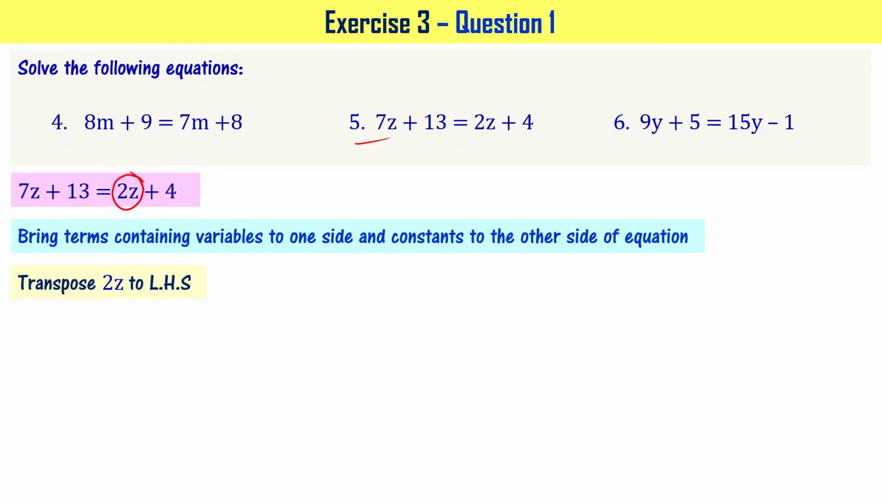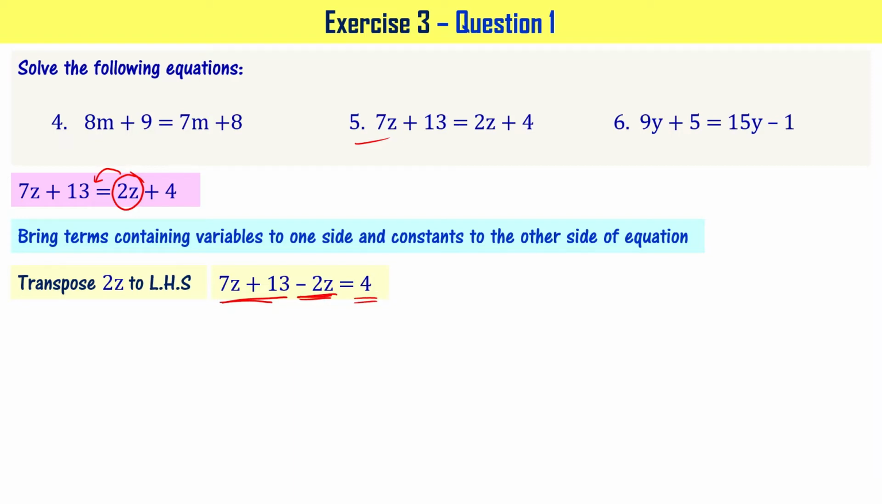When I do that, the equation can be written as 7z plus 13, it is written as is, and 2z, when it is transposed to other side, it becomes minus 2z, right? So the equation now becomes 7z plus 13 minus 2z equal to 4.